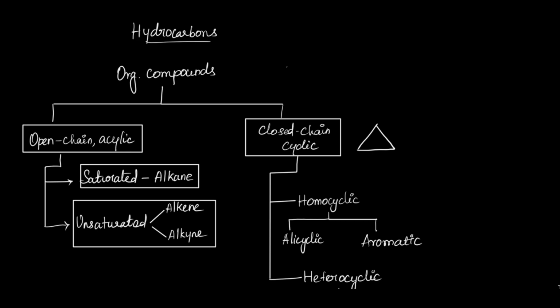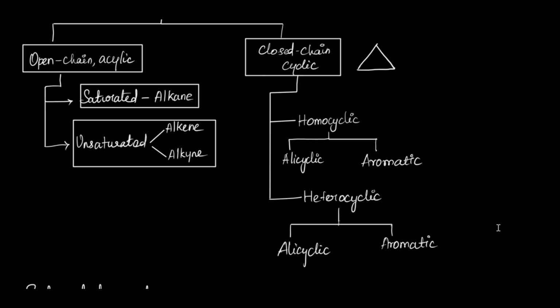Let's quickly finish this. First of all, organic compounds are divided into open chain or acyclic, or closed chain, which are cyclic. In open chain, we have saturated and unsaturated. Saturated ones are alkanes, unsaturated ones are alkenes and alkynes. In closed chain, we have homocyclic. Homo means same, right? And then heterocyclic. There we have further classification as alicyclic and aromatic.